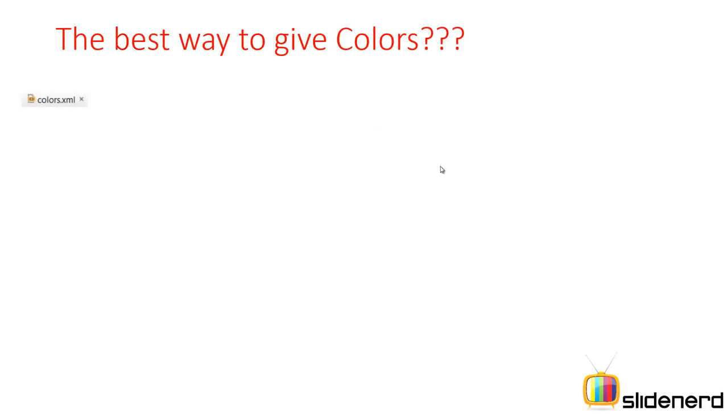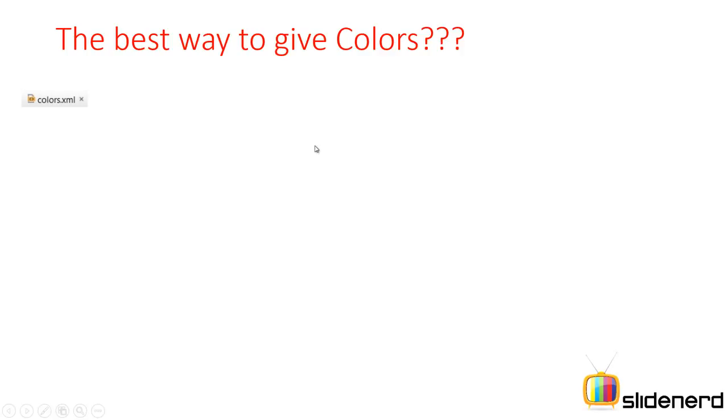The best way to give colors, again, remember there are 3 text views inside your application. You have to give each of them blue color. What are you going to write? Hash 0000FF 3 times? Are you going to do that? Of course, that's not a good idea, because suppose you have to change the blue color to green color, you have to change it at all the 3 places.